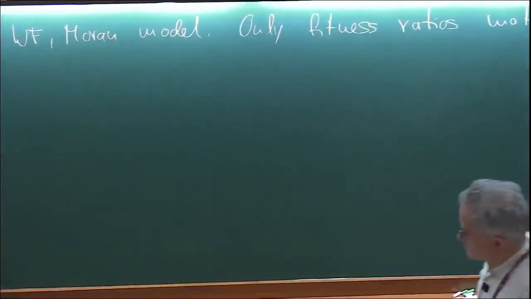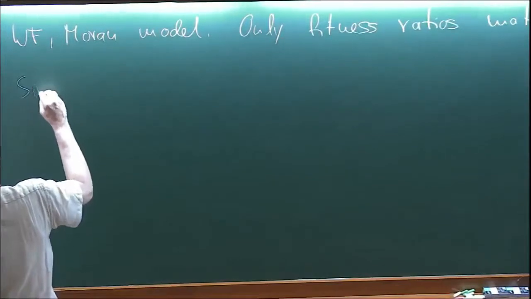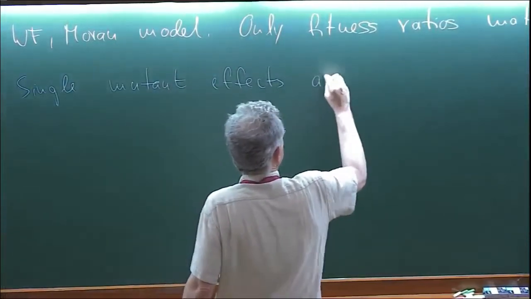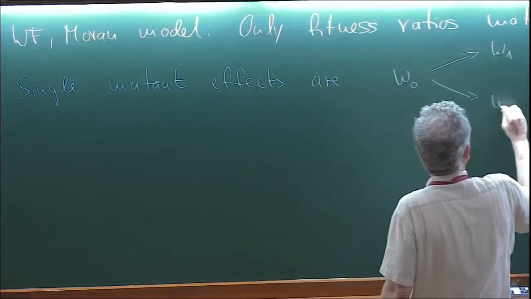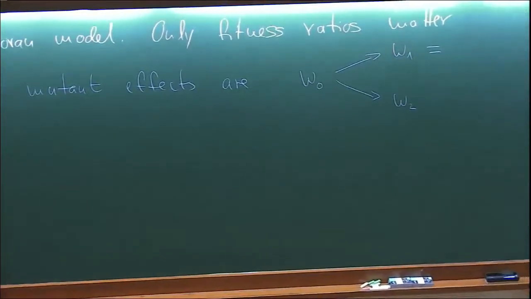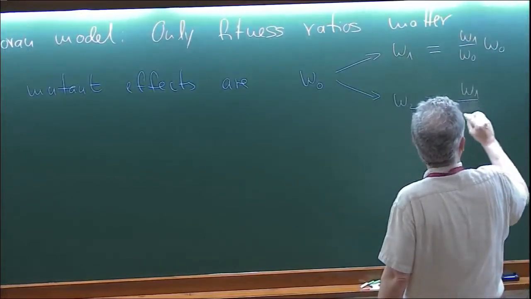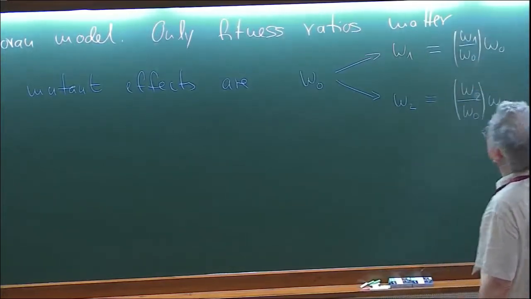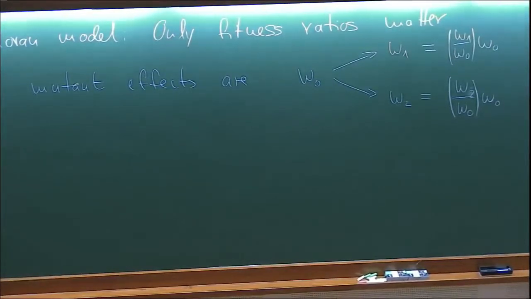And so this means that what these two mutations are actually doing is that they are multiplying the original fitness by a factor. So the single mutant effects: basically you go from W0 to W1, mutation one, or you go to W2. But of course, if I'm only interested in ratios, I can write this as the wild type fitness multiplied by W1 divided by W0. And similarly here, I can write this as the wild type fitness multiplied by W2 divided by W0. What the mutants are doing is that they are multiplying the wild type fitness by some number. And if they are independent, then I should just get the product, okay?